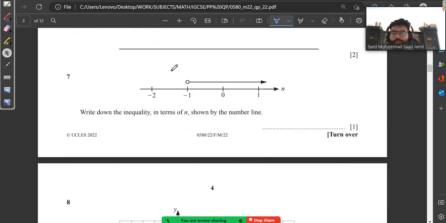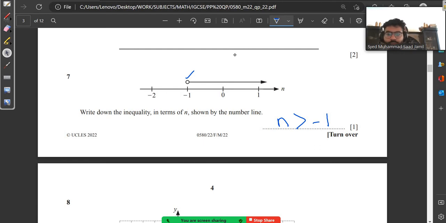Moving on to our next question, it says write down the inequality in terms of n shown by the numbers. Look, this unshaded circle basically means that -1 is not included. Okay? -1 is not included. If it was shaded, we would have included it. So that means n is greater than -1.